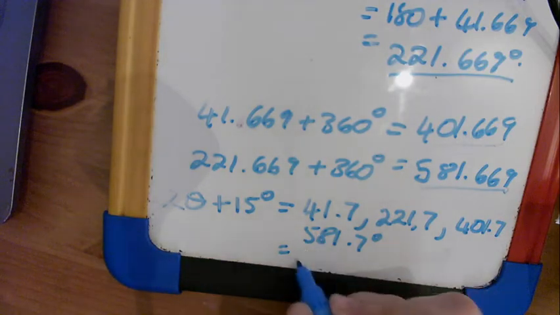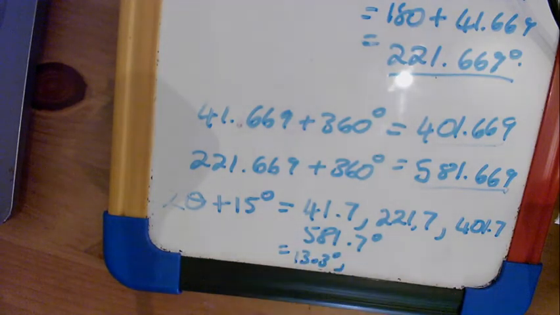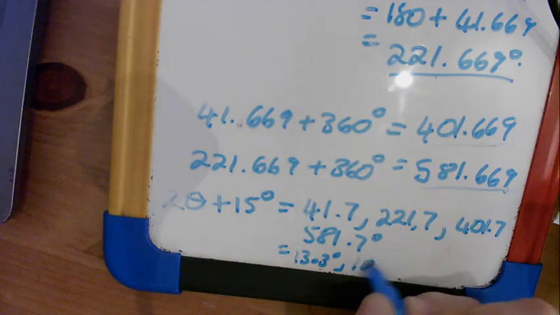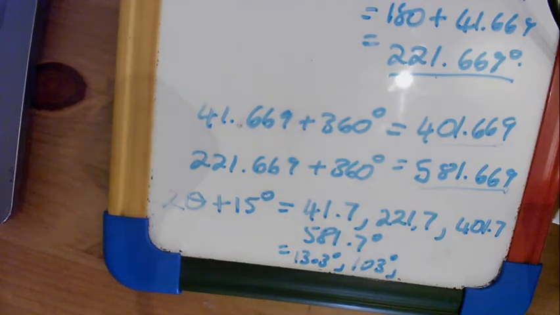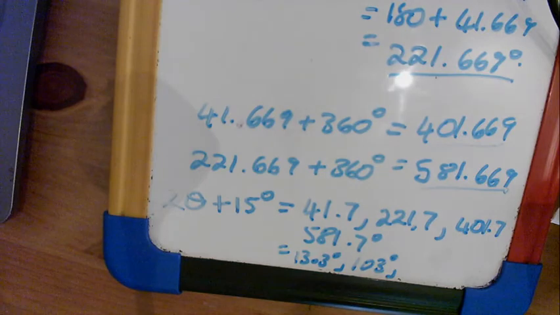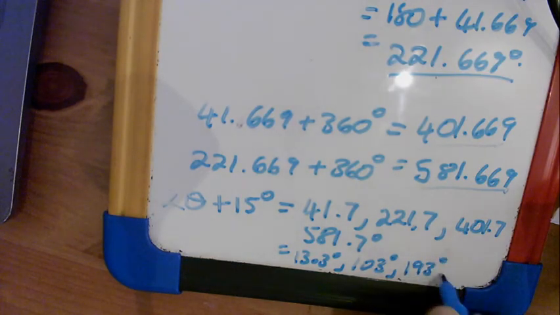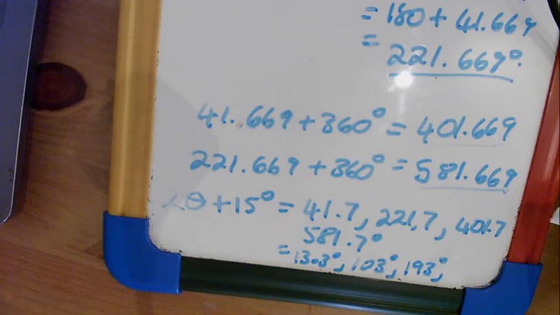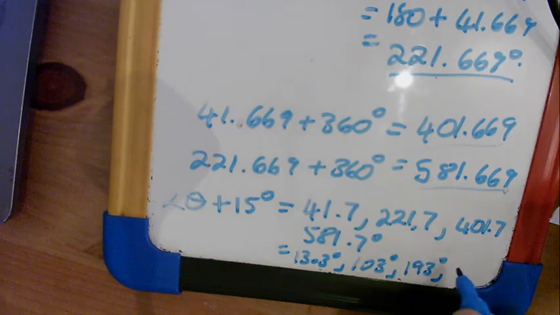So the first one I get is 13.3. My next one, minus 15 divided by 2, gives me 103.3. So let's make it 103 because we're doing 3 significant figures. My next one is 193. So you can see it is within my range. And the last one, take away 15, divide by 2, is 283. And there are my 4 solutions.